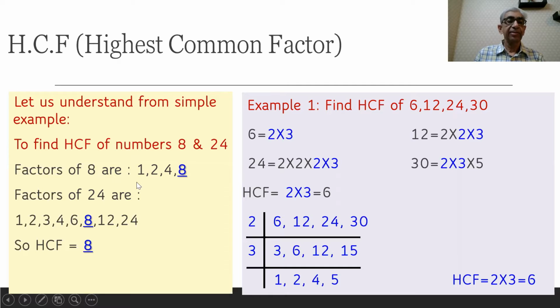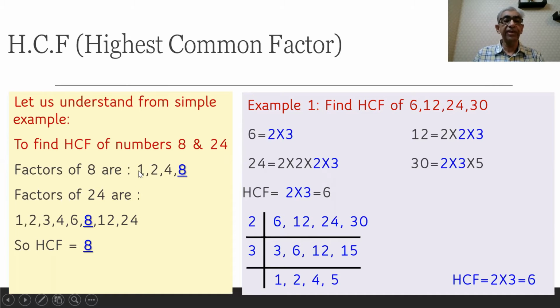Similarly, factors of 24 are 1, 2, 3, 4, 6, 8, 12 and 24. That means 24 can be divided by all these numbers, or we can say 24 is a multiple of these numbers, or 24 comes in the table of all these numbers. So here we are finding HCF. I have to find out the highest common factor.